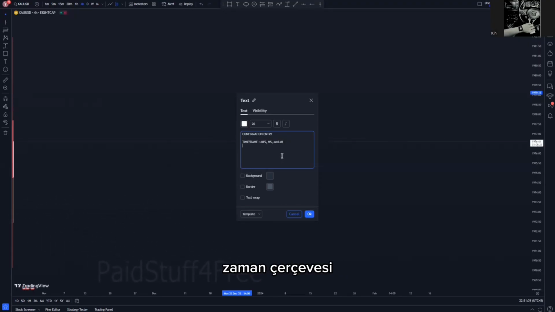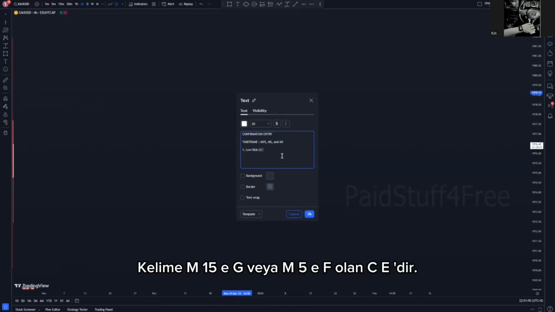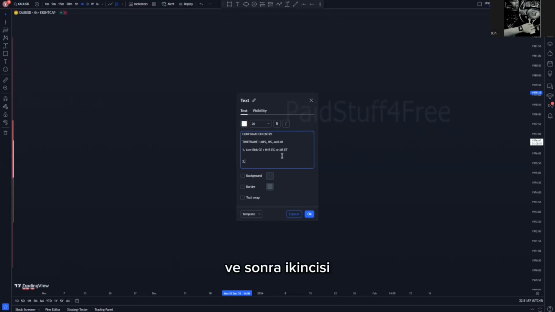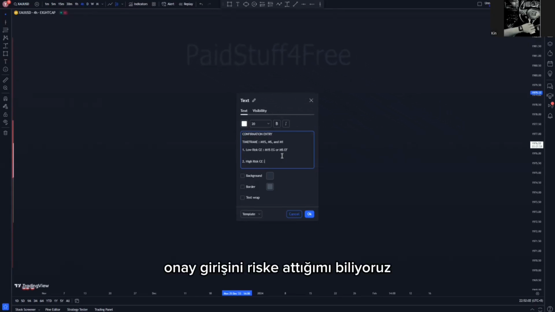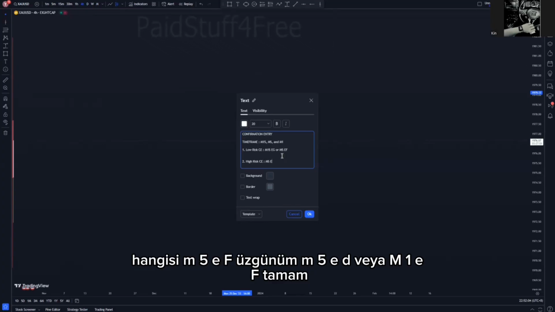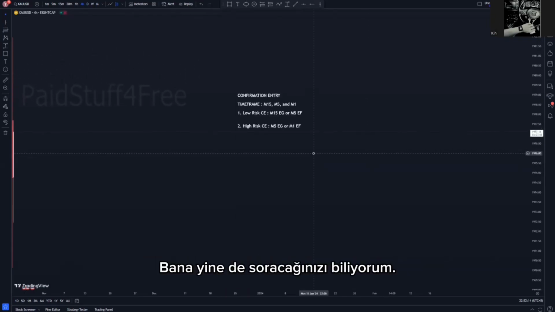We have two types of confirmation entry. The first one is the low risk CE, which is M15 EG or M5 EF. The second one is the high risk confirmation entry, which is M5 EF, M5 EG, or M1 EF.